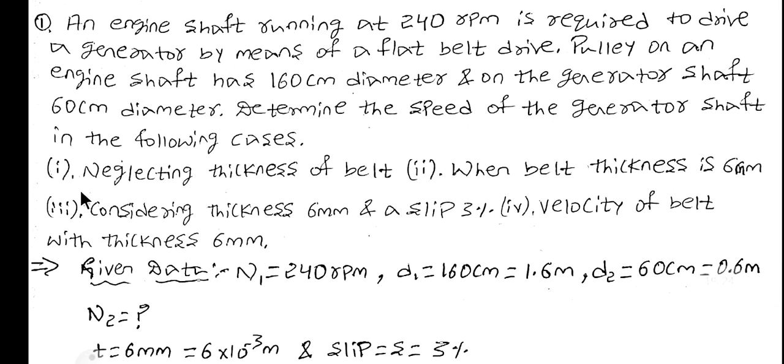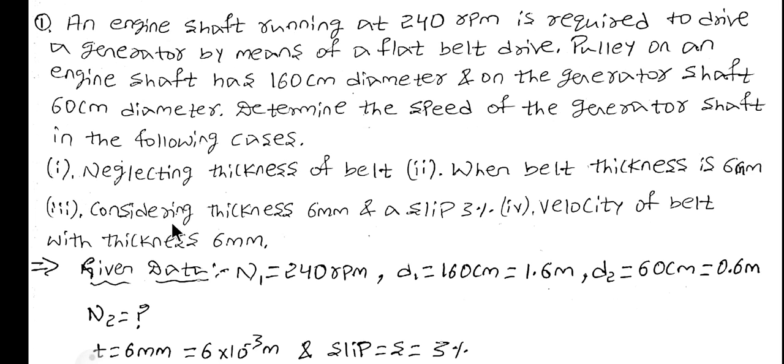First case is neglecting the thickness of the belt. In the first condition, you have to neglect the thickness of the belt. Second one, when belt thickness is 6 mm. He has given the thickness of the belt. First, you should neglect. Second condition, you have to consider the thickness and find out the N2 value.